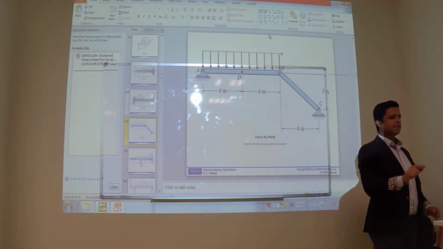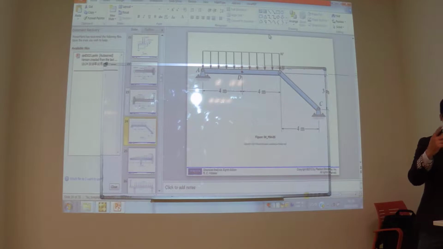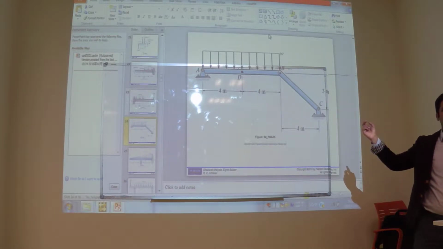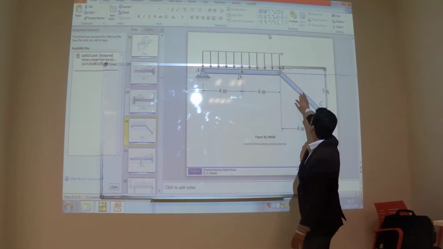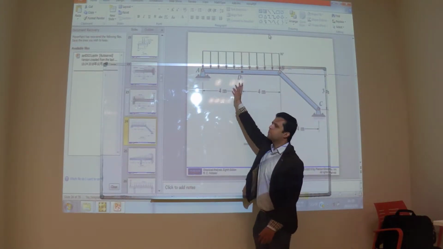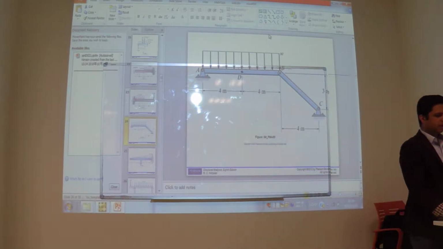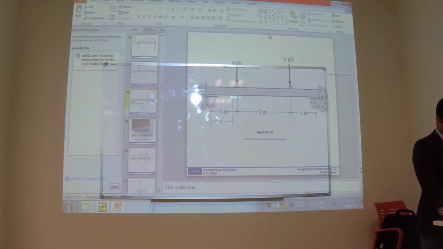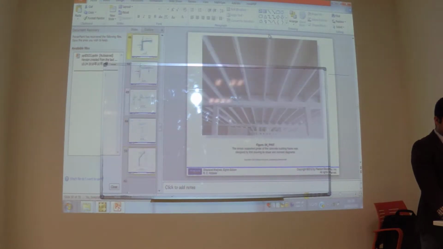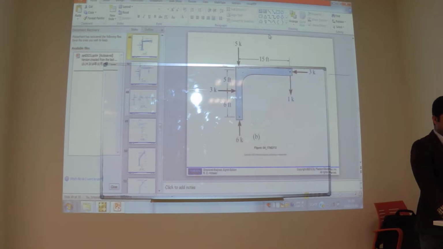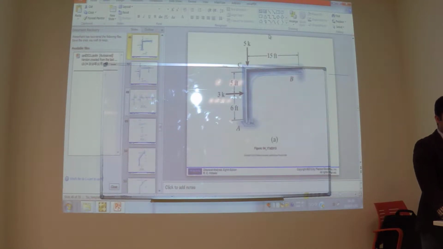It is the same example which you have done in chapter 2. It is very similar, and I think you have this type of question in your exam as well. Once you have these reactions, then you can draw the bending moment diagram. Like for this frame, let me go down. This is the example we did in our last class.